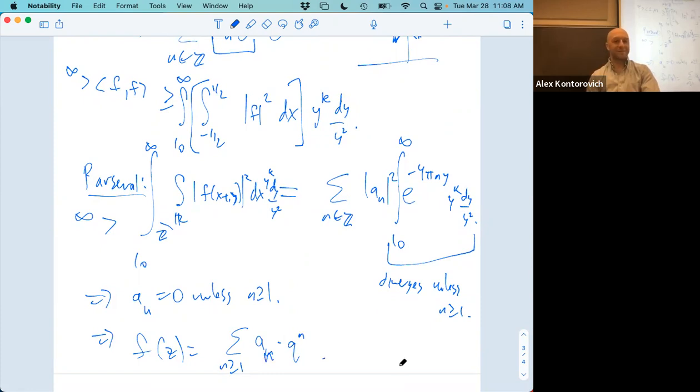Wait, back up here, these a_n, they can't cancel on assumptions going on with this. Everything's positive, and the sum is finite. So what it means is the a_n can't force this integral to converge. They're not involved in the integral. For each n, I get an integral like this.